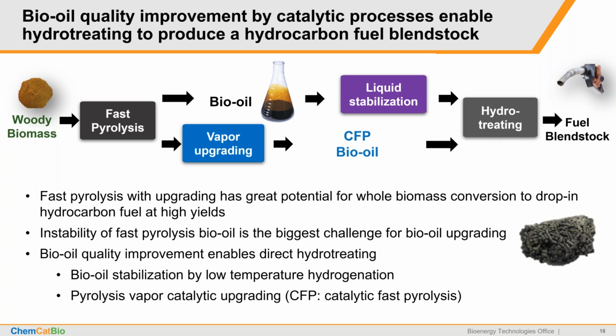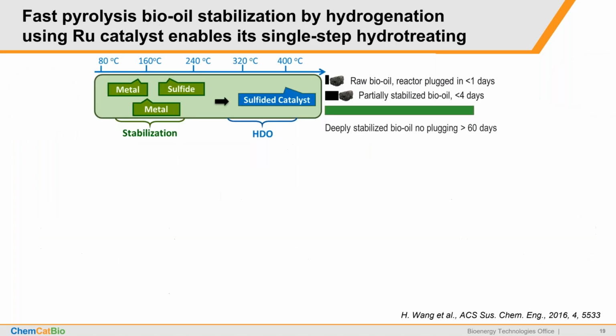Those improvements currently include bio-oil stabilization by a low temperature hydrogenation reaction, or pyrolysis vapor catalytic upgrading, which we call catalytic fast pyrolysis. Both processes use reduced metal catalysts with hydrogen and do lots of catalytic reactions, including hydrogenation and HDO. Let's start with fast pyrolysis bio-oil stabilization by hydrogenation. As I just mentioned, if you put raw bio-oil into a reactor, a hydrotreater at around 400 degrees C, pretty much the reactor will plug within 1 day.